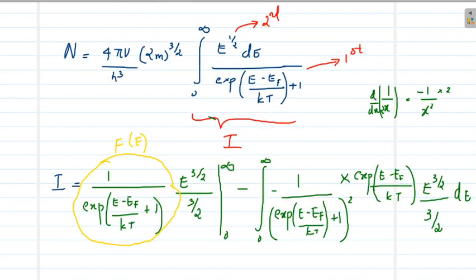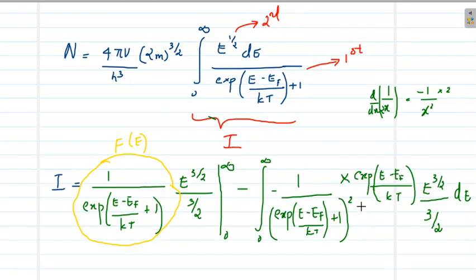So I is simply 2 by 3 into the integral from 0 to infinity. I actually made a small mistake here, because the derivative of 1 by exponential of (E minus EF) by kT plus 1 is minus 1 by x square into exponential of (E minus EF) by kT into 1 by kT. That factor is also there because we have to again take the derivative of the factor within the exponential. So into 1 by kT is also here.